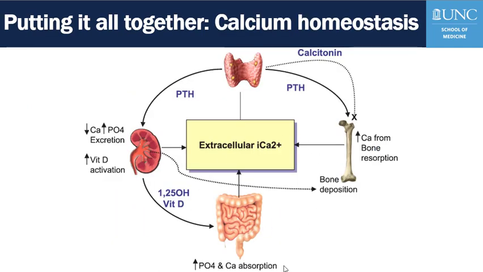And this diagram reminds us of the main direct and indirect actions of the parathyroid hormone on its target organs, and emphasizes that the primary goal of this entire process is to maintain serum calcium within a very tightly regulated range on a minute-to-minute basis.